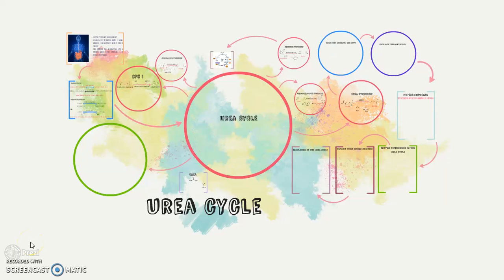The urea cycle is the process of removing ammonia from the body. Ammonia is the end product of protein metabolism. It is toxic to the human body, especially the central nervous system. The body must convert the ammonia into a harmless, water-soluble compound to be removed safely from the blood.